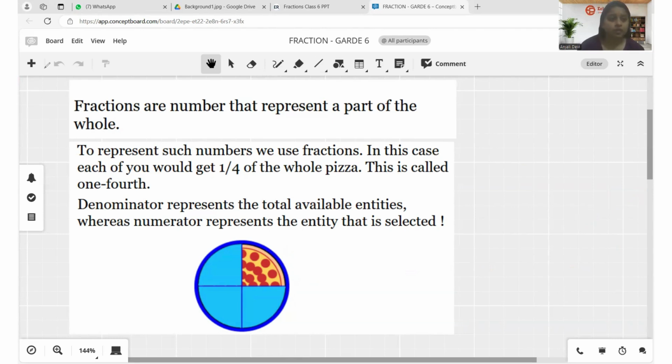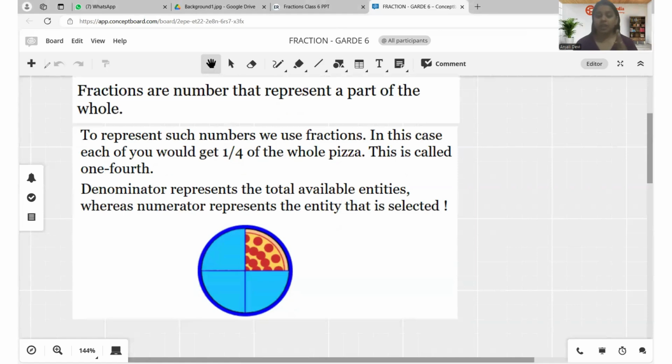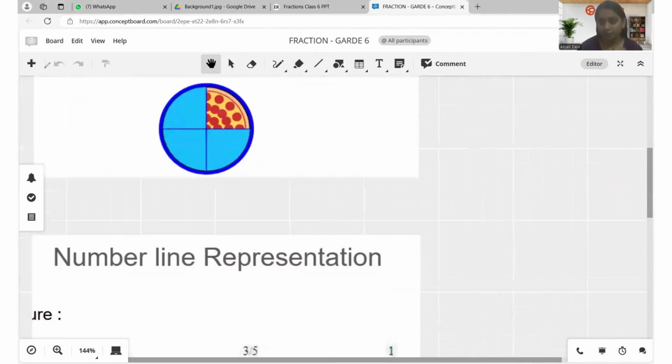The denominator is nothing but the total entities which are present, and the numerator represents the entity which is selected. So in this case, if we are talking about how much pizza is available, we are only selecting one because only one slice is available. So I hope this is clear.